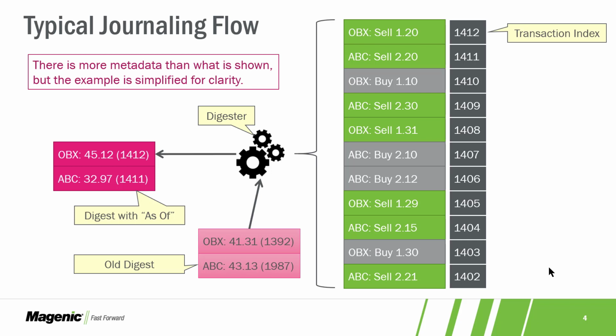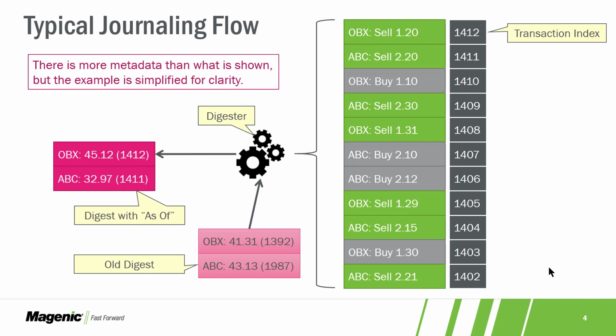So here's a typical journal flow where the top is the entry point where we do our inserting. And as we do that, they get a transaction index of some variety. And we have a digester, and the digester goes through and it figures out based on the old digest and where the digest left off.